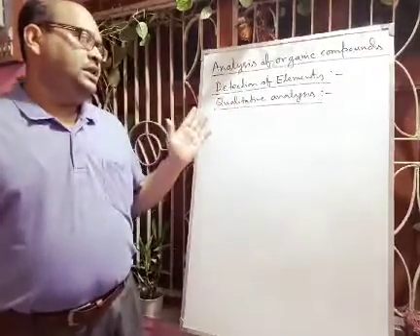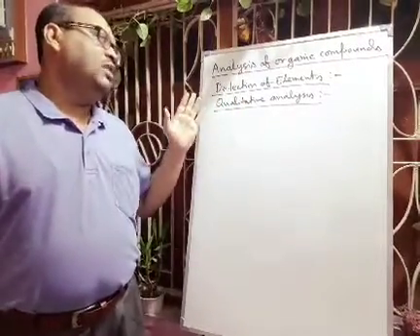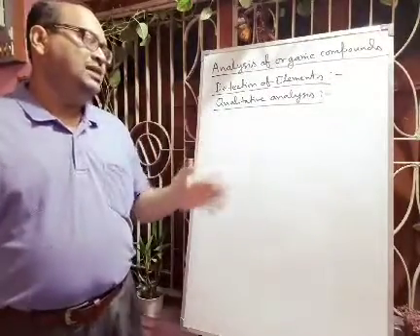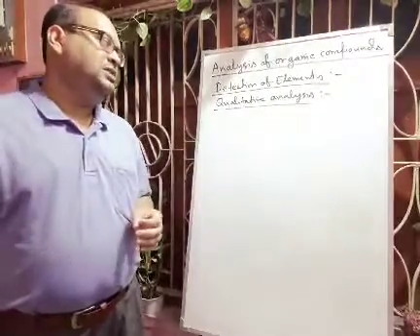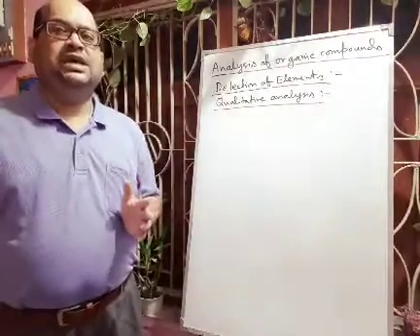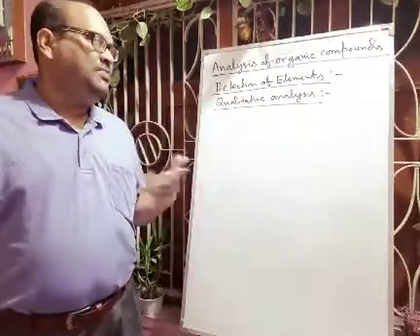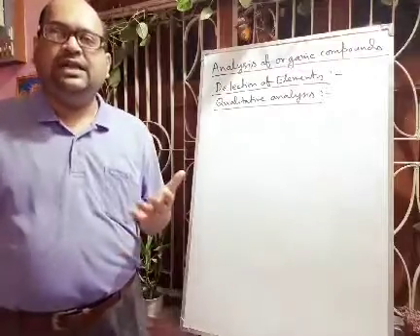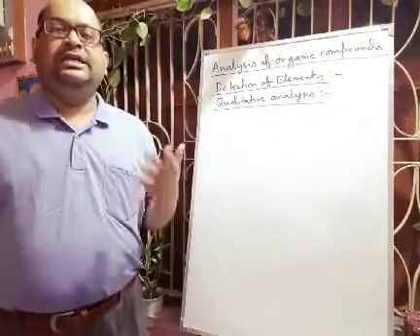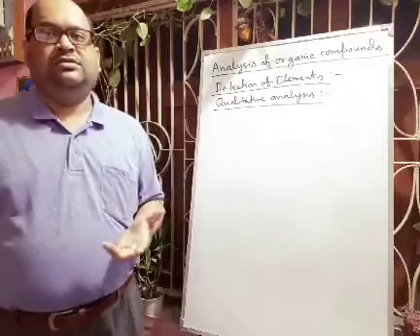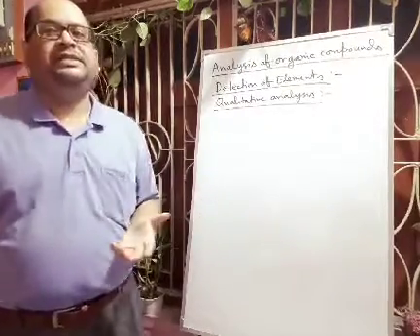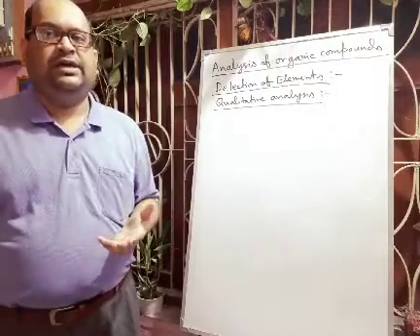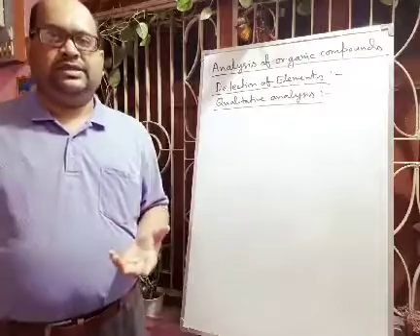Okay. Generally two types of analysis are there. One is called qualitative analysis, another is called quantitative analysis. So here first we will discuss the qualitative analysis, then we will go for quantitative analysis. First we will discuss what types of elements are present in organic compounds. Generally the main elements present in organic compounds are carbon, hydrogen, and other elements may also be present like nitrogen, chlorine, phosphorus, bromine, iodine, etc.